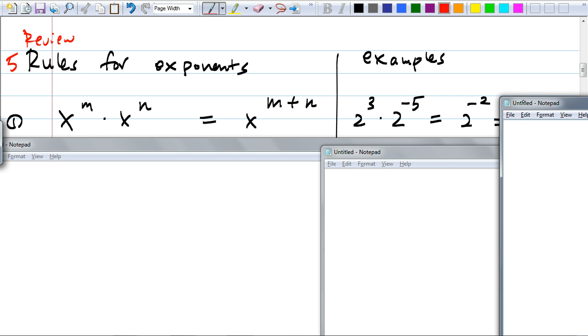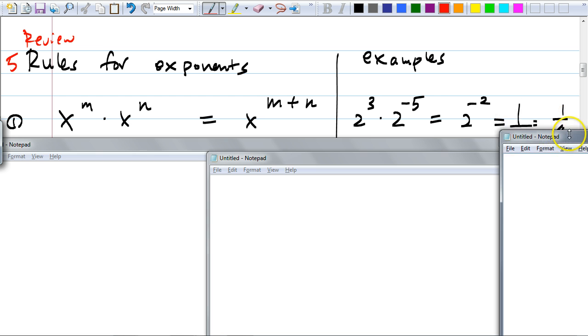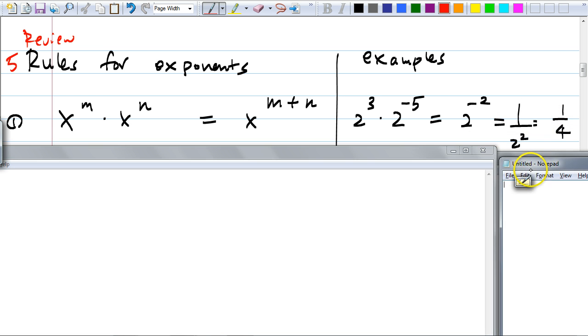We know what this becomes. 2 to the negative 2, class. How about Dana? What does that give us? 1/4 is correct. Okay, so there it is. Oops, let me show you. Okay, yeah, 1/4. Right, you get 1 over 2 to the 2nd.